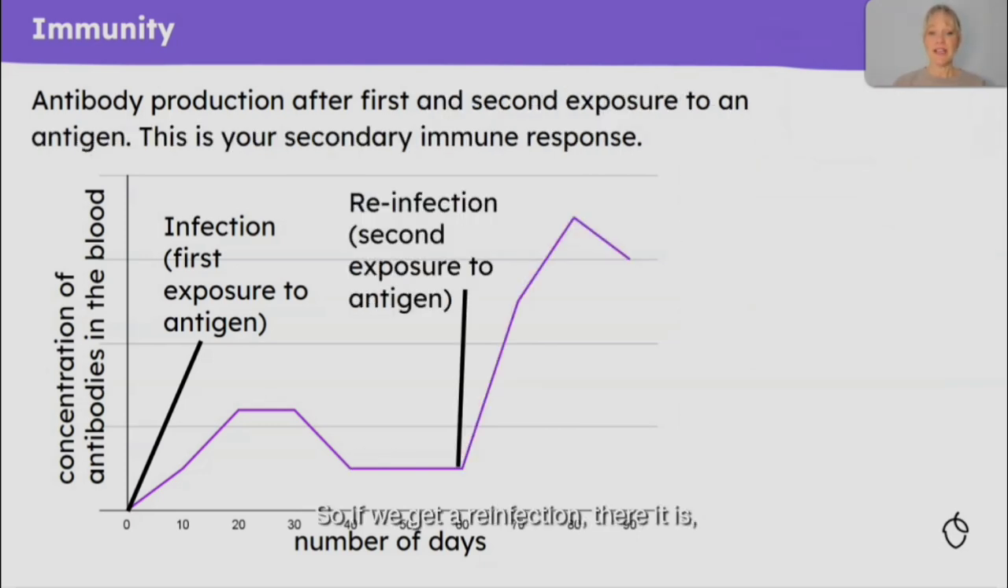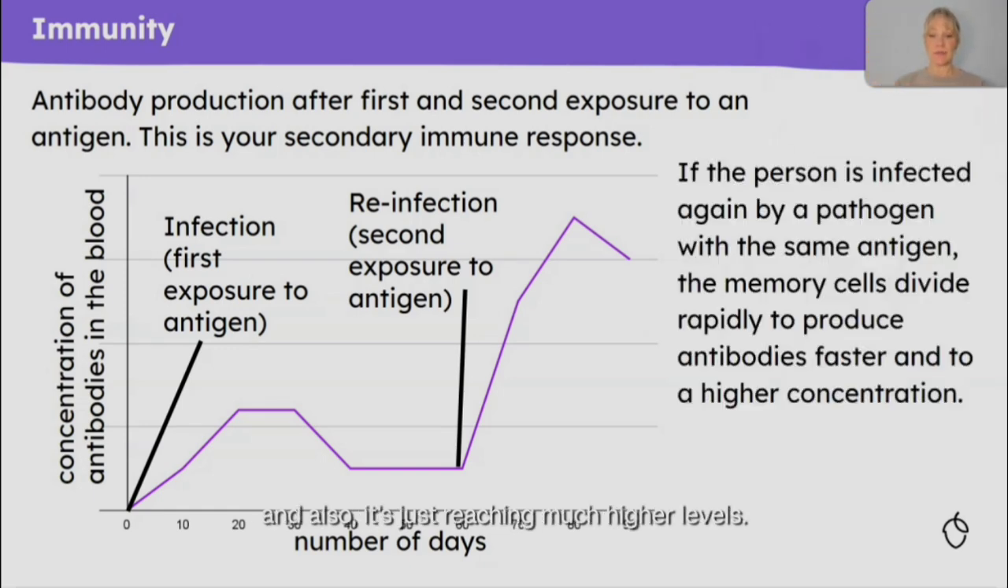So if we get a reinfection, there it is, the second exposure to the antigen, then you can see that my graph has spiked much higher, okay, and much faster, all right? The gradient is much steeper, so therefore the antibody production is greater, and also it's just reaching much higher levels. This means that actually you're not going to feel poorly because you are able to quickly fight off that pathogen and it hasn't got any time to cause damage in your body.